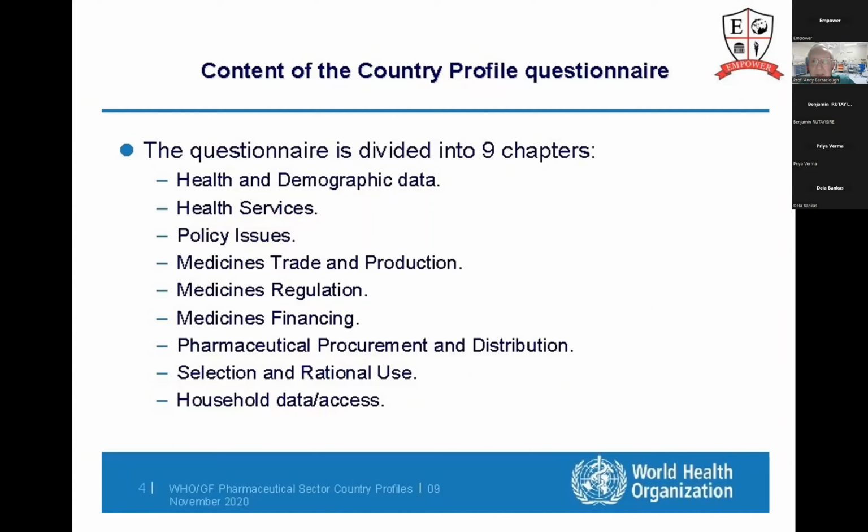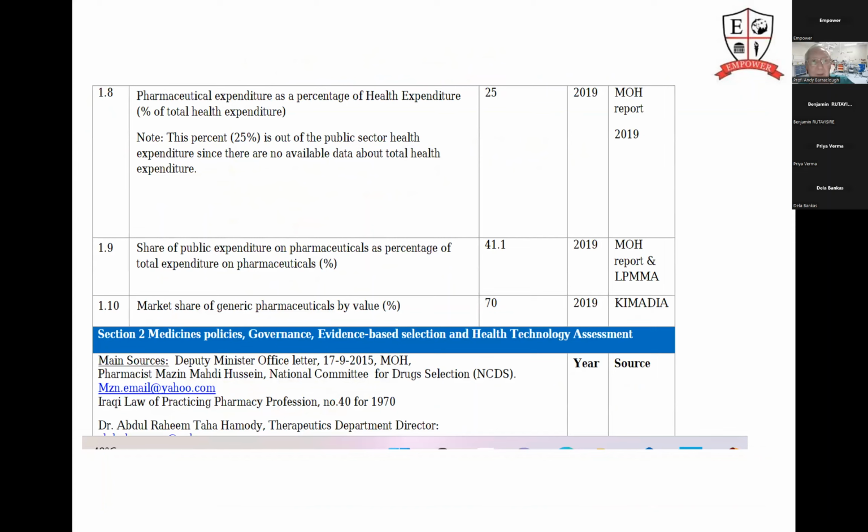And there's 9 chapters in the plan, and you'll find them all there with information, medicine, financing, how much we're spending. Okay, and here is an example: pharmaceutical expenditure, share of public expenditure, market share of generics. All that information is there in the pharmaceutical country profile.